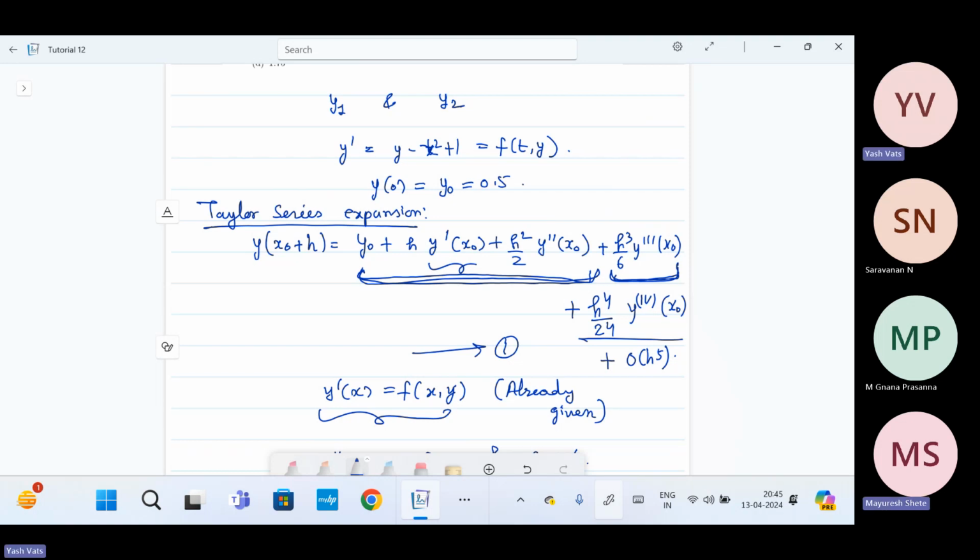Okay. And what is to be done with y triple dash of x naught? You need the third derivative of y. Sir, they have given a second order differential equation: y double dash plus y dash. Then you can convert the third order into a system of differential equations. You know how to convert that?